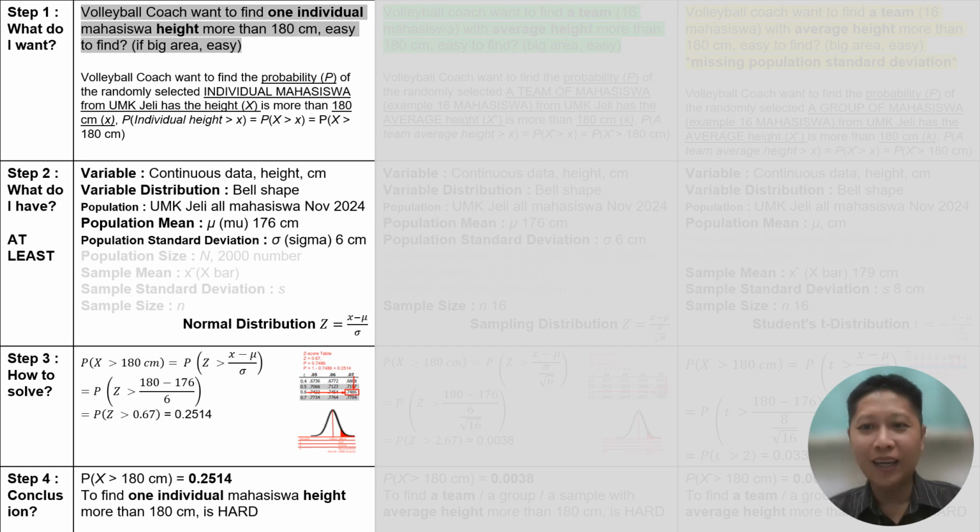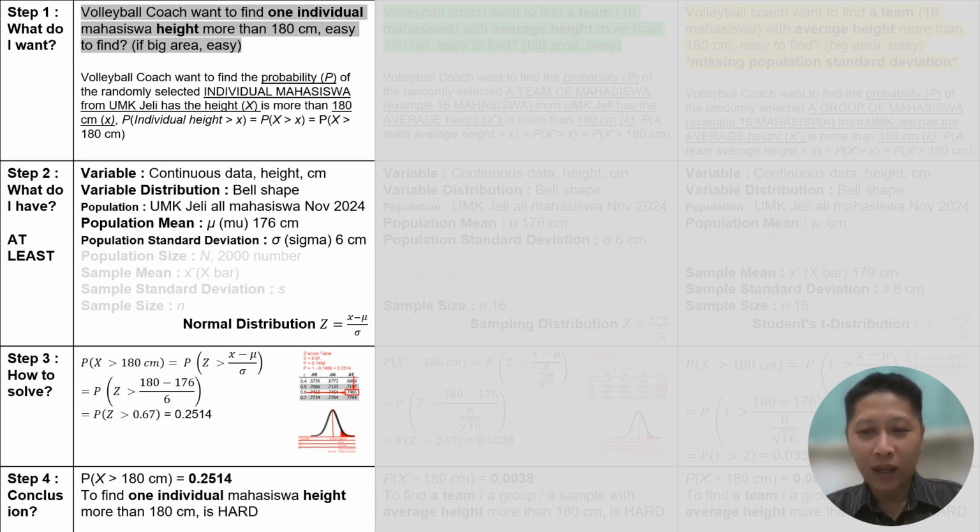Let's look at forming the numbers to find the area, whether it is big or not. We're going to follow the 4 big steps like last week. The first step is, what do we want? And then, what do we have? Next one, what formula can we use, how to solve it? And the last one is, what is the conclusion?